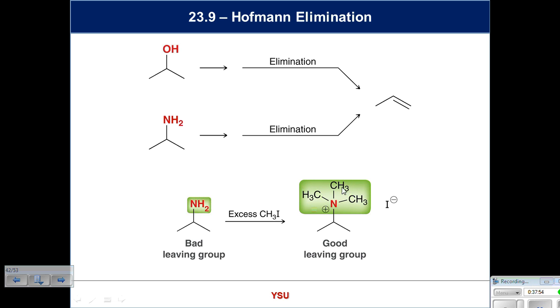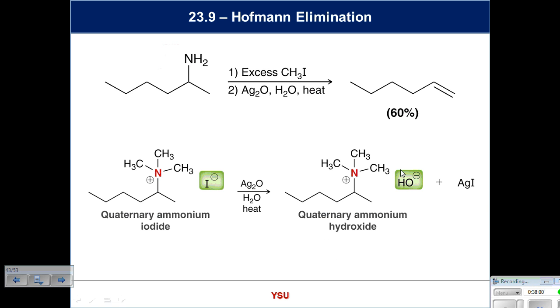You make this a positive nitrogen and it can break off. But it will happen only in the presence of base. So this Hofmann elimination is the opposite of Zaitsev, and it looks like this. You take an amine. You alkylate it with an excess of the alkylating agent. And then you treat that species with a silver salt, and you heat it up in water, and you get this outcome. And the outcome on the right there is the opposite of Zaitsev. This is the Hofmann outcome.